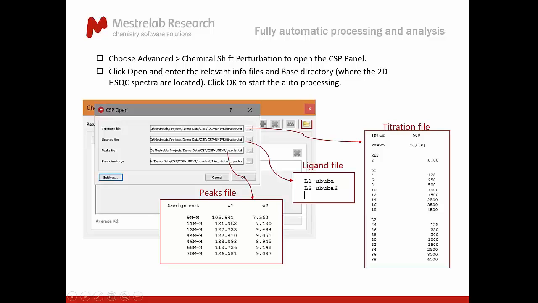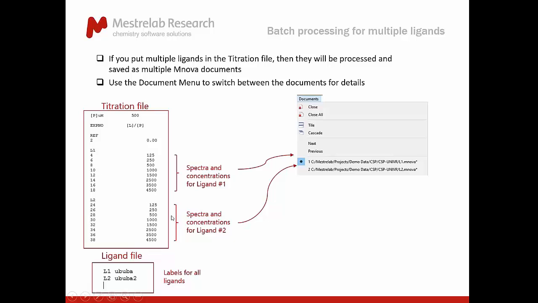And of course the location of those peaks in either dimension. Right. So those are the peaks you're going to monitor. And here you tell the program where the spectra are. In this case, we have 17 2D HSQC spectra for 2 ligands, including the reference. Okay. And you click OK, Mnova will do the batch processing and get everything done.